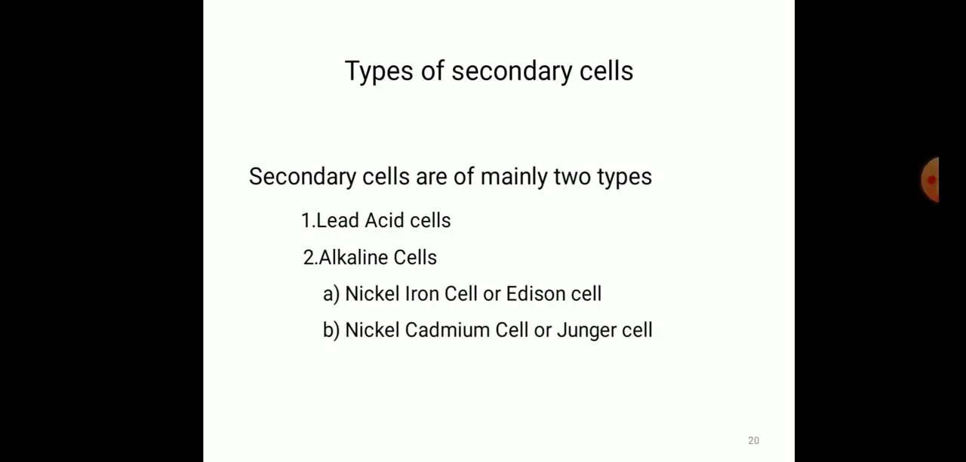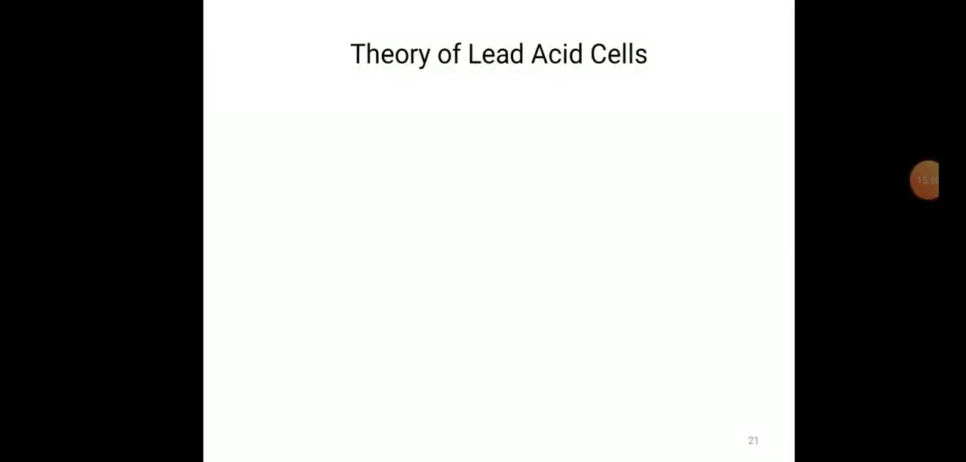Again, these alkaline cells are divided into two types. One is the nickel iron cell or Edison cell, and the second one is the nickel cadmium cell or Junger cell. Nickel iron cell means here we are using nickel and iron as the electrodes. Coming to the nickel cadmium cell, the electrodes are nickel and cadmium. That is the only difference. The remaining parts are the same, and their functionality differs depending on the material used.